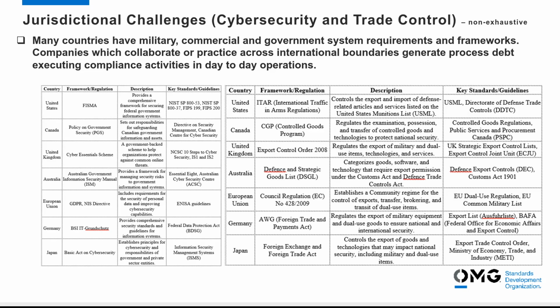In this example here, you'll see two tables. One is cybersecurity and the other is trade control. And you see a number of frameworks, descriptions, and key standards and guidelines that drive those particular frameworks. But make no mistake, there are many more countries that have these types of requirements. And for an average defense contractor or scale engineering company, these problems are prolific because you work across international boundaries all the time.